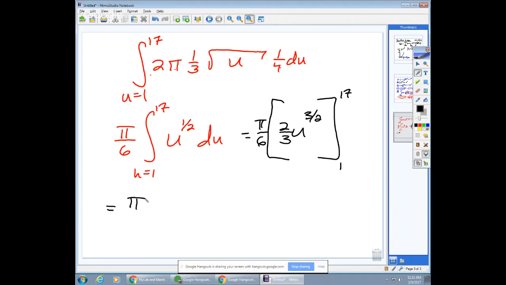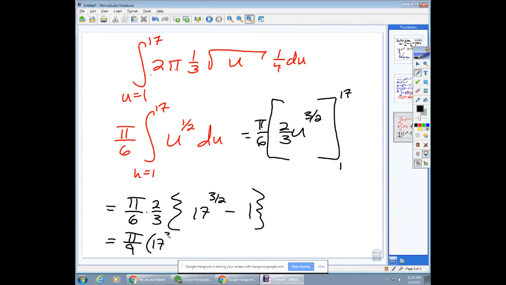So evaluating, pi over 6 is out front. I might as well bring the 2/3 out front too. And then I've got u, which is 17 to the 3/2 minus 1 to the 3/2. 17 to the 3/2, not much I can do there. The 2 and the 6 will divide, so it looks like what? Pi over 9? And I don't think we can do any better than that right there.